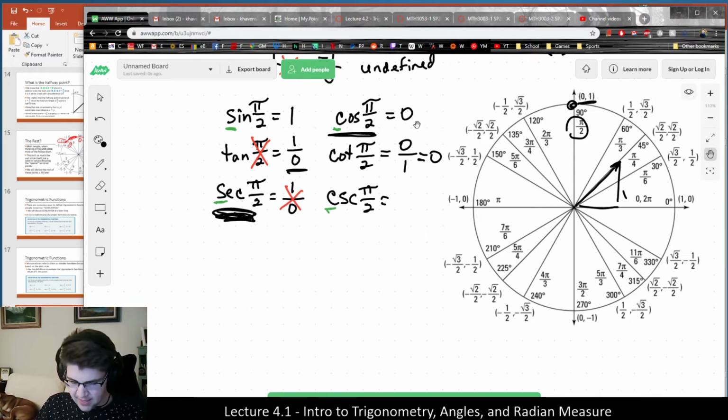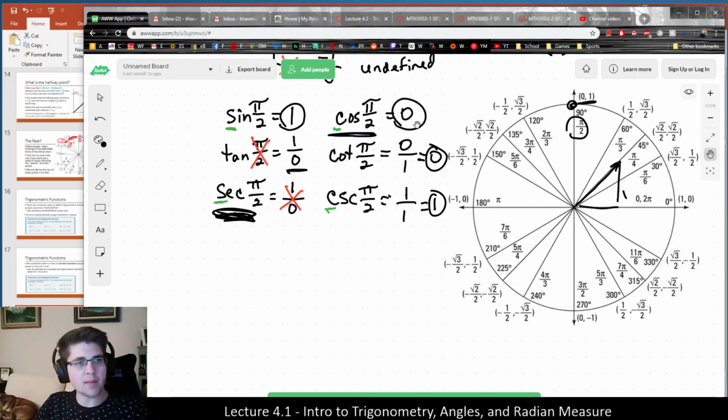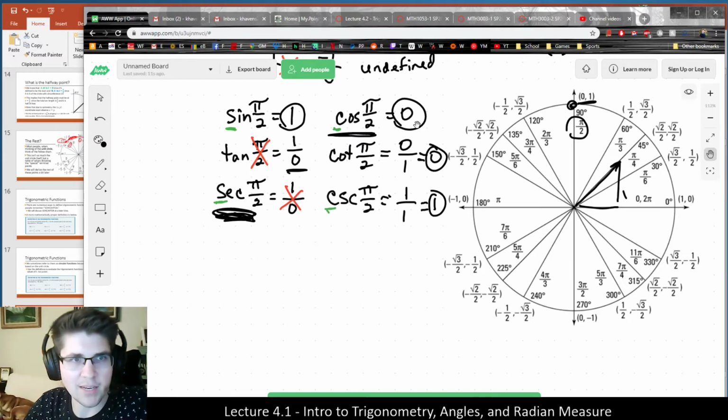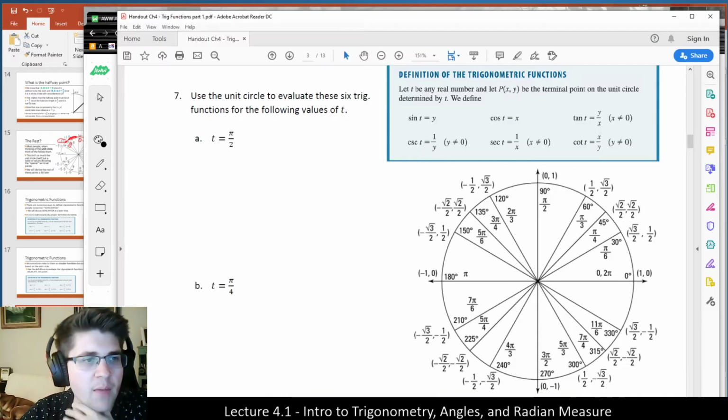And then lastly, cosecant is 1 over y by definition, the reciprocal of sine, which is 1 over 1, of course 1. So long story short, we can evaluate the trig functions for where they work. And when it comes to pi over 2, the top of the unit circle, sine and cosine are always defined. And then the reciprocals are defined in the case when we're dividing by y but not x, because we can't divide by 0. So let's go ahead and do a couple more, and then we'll wrap this one up.